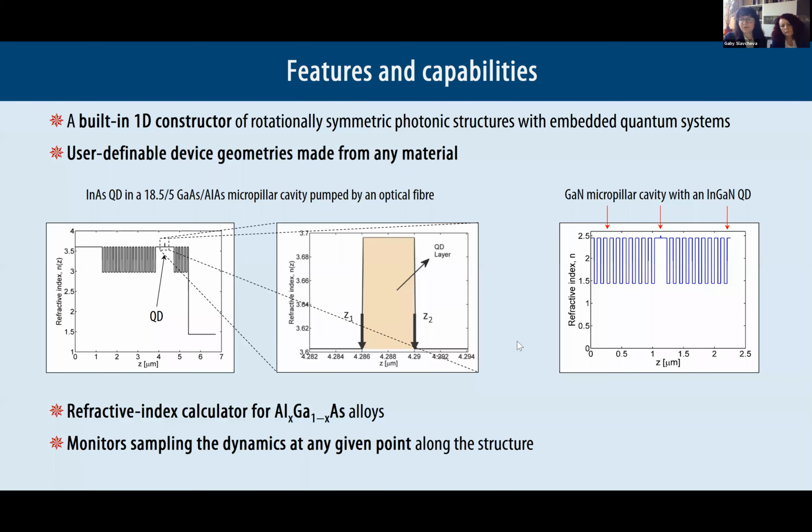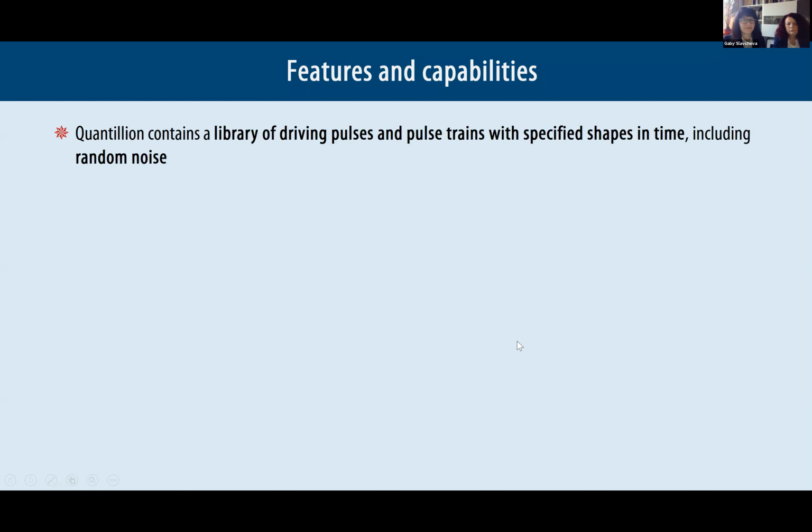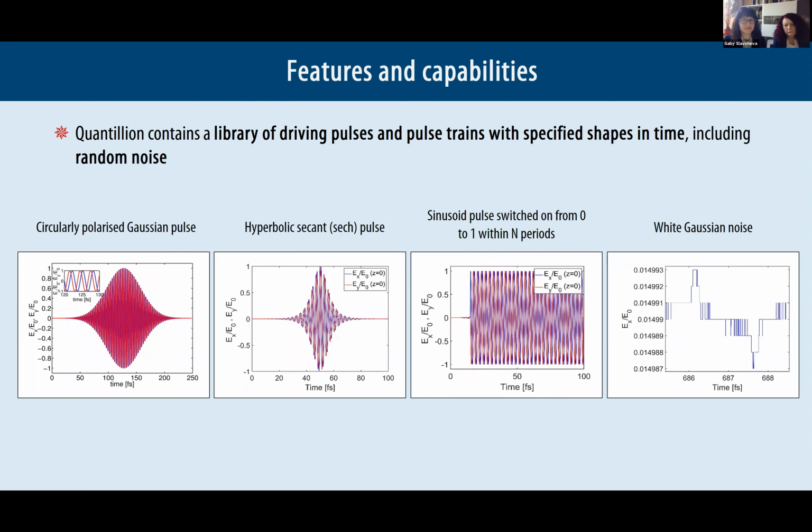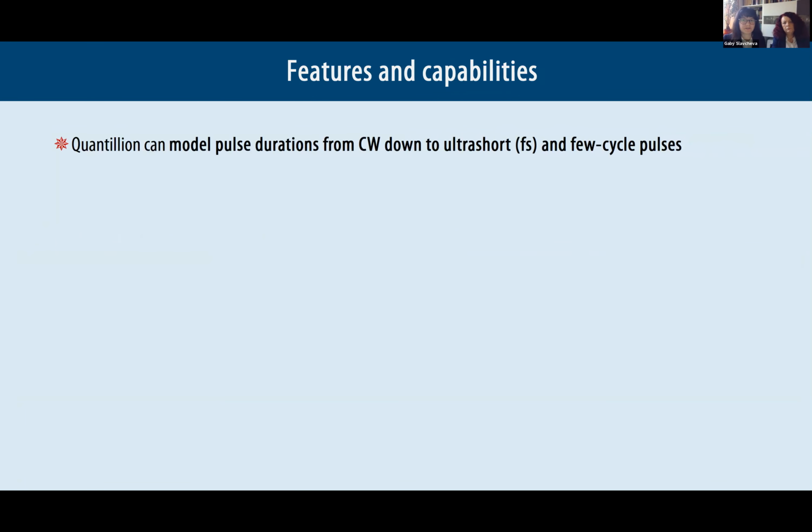And Quantillion also contains a library of driving pulses and pulse trains with different shapes, as well as random noise. The pulse characteristics, such as amplitude, duration, central wavelength, and polarization, can each be individually set by the user. We can model pulse durations from continuous wave all the way down to femtosecond and few cycle pulses. And this is possible thanks to Quantillion's FDTD engine, which can handle the propagation of ultra-short pulses with bandwidth comparable to the material resonances.